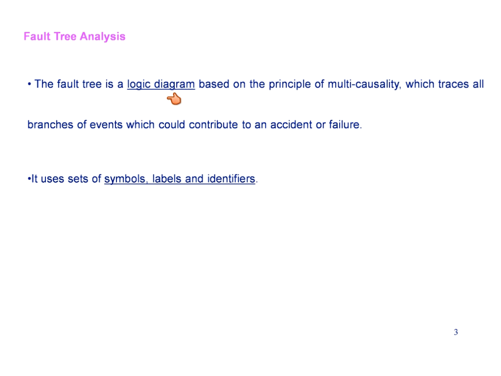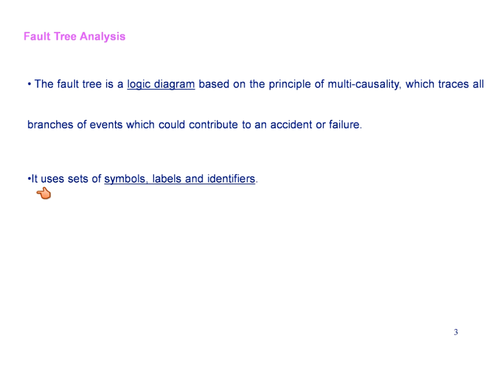So the fault tree is a logic diagram. It has a logical order. That's why we call it a logic diagram based on the principle of multi-causality, which traces all branches of events. You can find the word here, branches. Just like a tree has so many branches, this method also has so many branches of events that could be a reason for the occurrence of an accident. Okay, so branches of events which could contribute to the accident or failure.